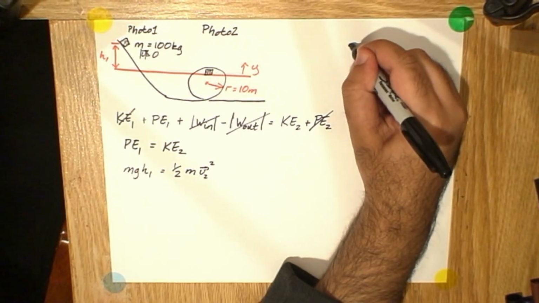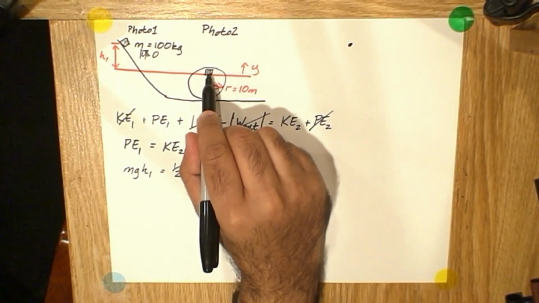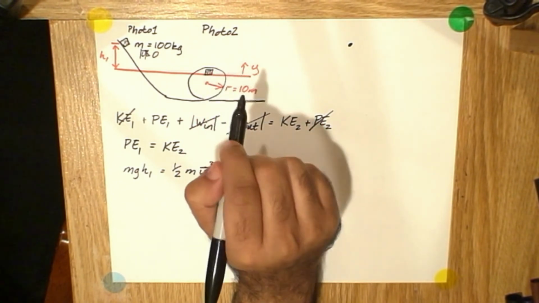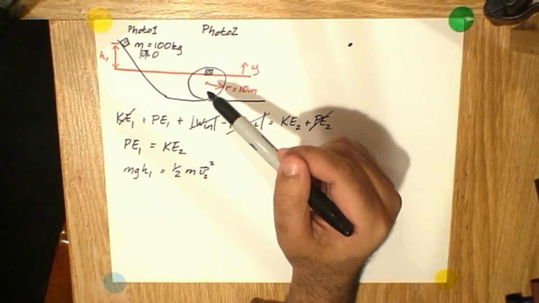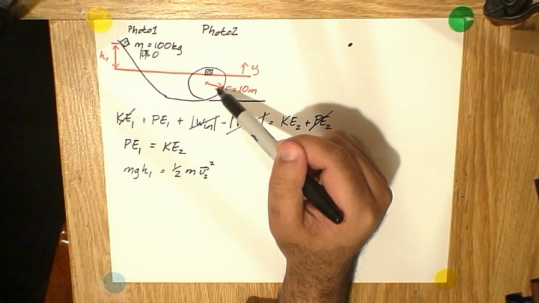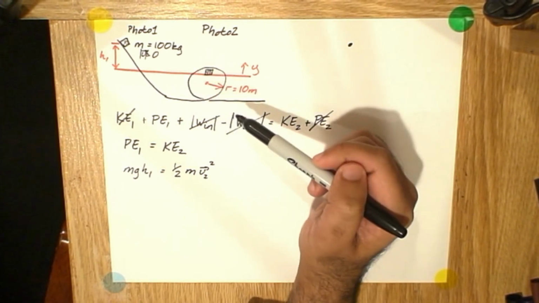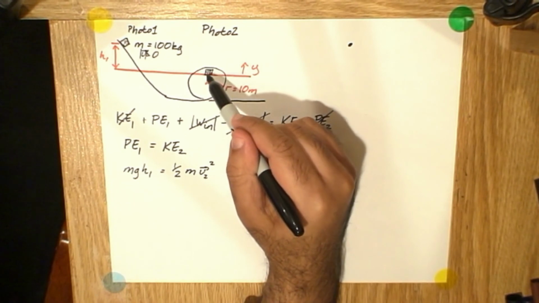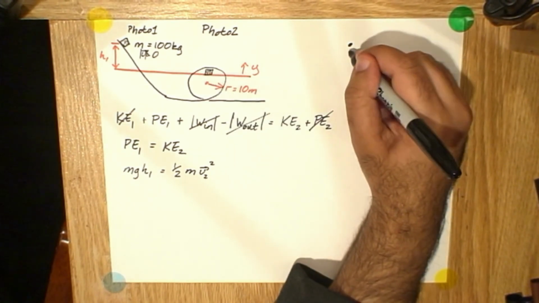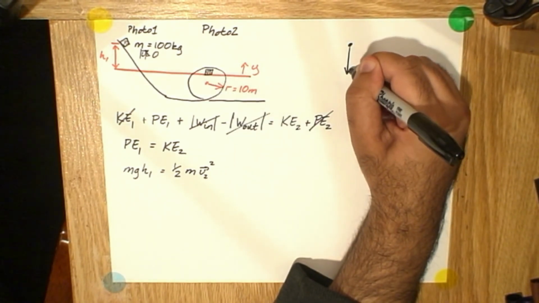If we were to draw the free body diagram for the carriage in this position, we were told that it was traveling at the lowest possible speed that allows it to complete the circle. And if that's the case, then this carriage is only feeling one force: weight.